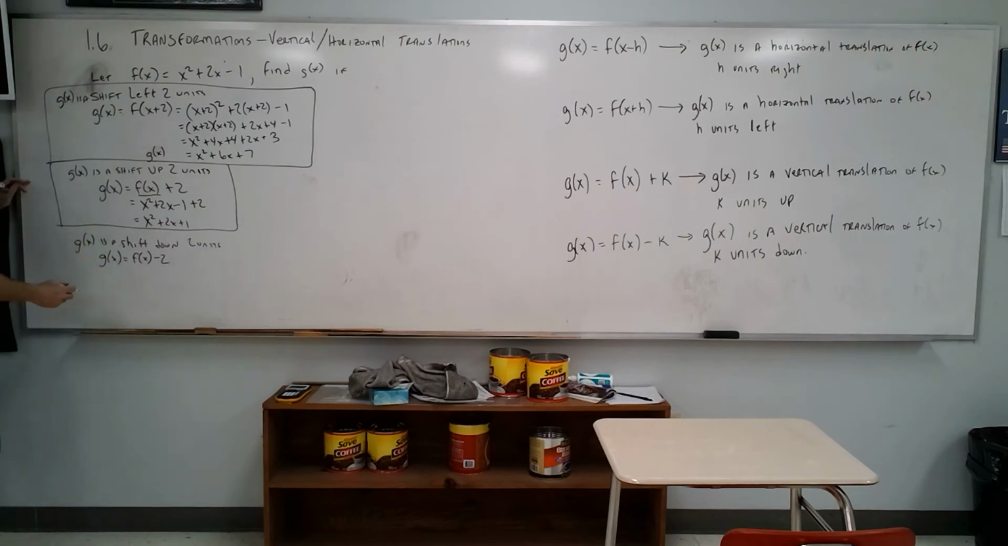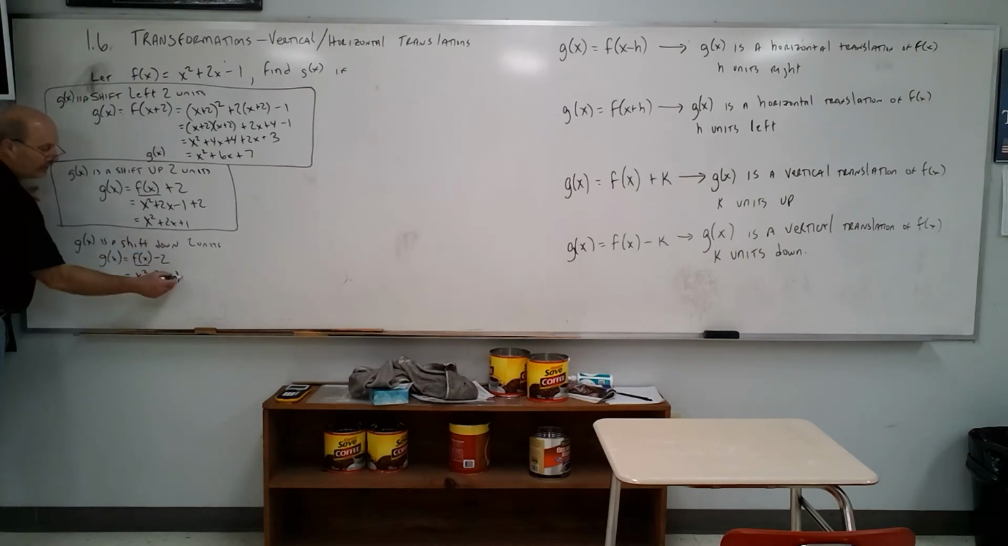If we want to shift it down 2 units, we take g of x is equal to the original function minus 2. So that is x squared plus 2x minus 1. Then we subtract 2 from that. Simplify, we get x squared plus 2x minus 3.